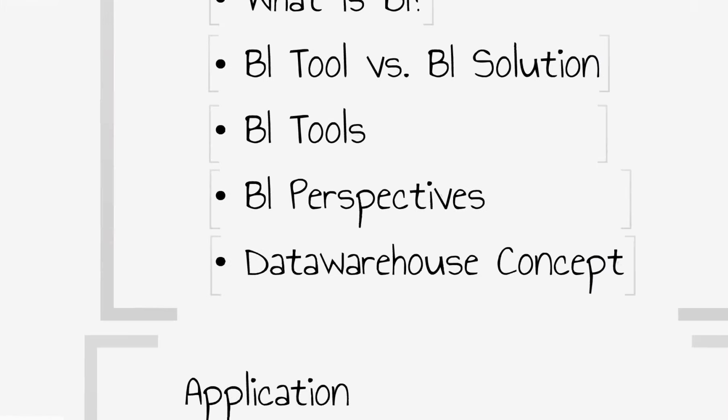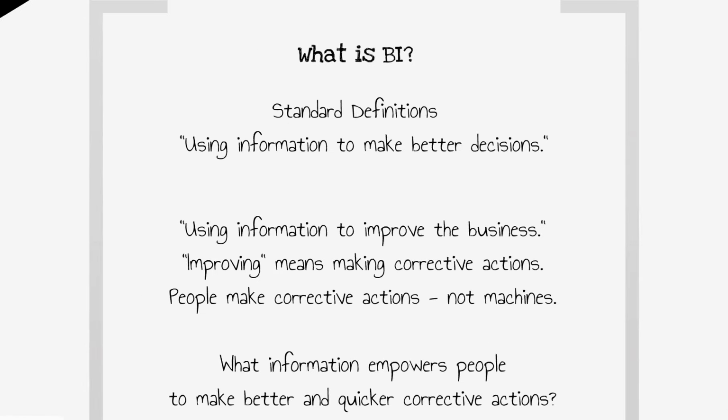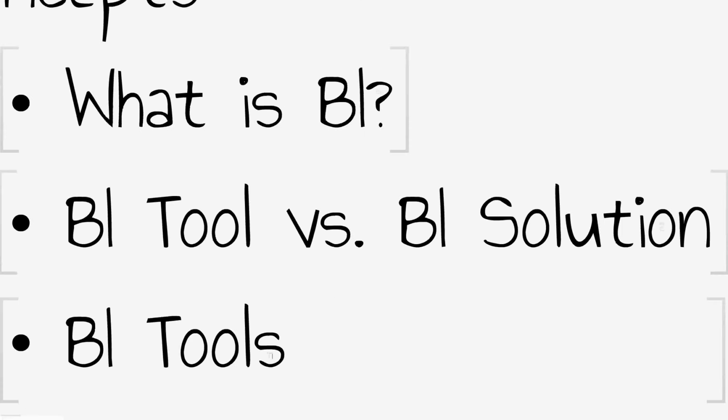All right, so what is BI? It's a webinar, I've got to give you guys a definition here. So if you Google it, most of the definitions are related to using information to make better decisions. And what we're trying to impart to our customers goes beyond making decisions. It's really about making corrective actions in your company. And people are the ones that are making those corrective actions, not machines, not the software. It's up to people. So it's using the information from the system to empower those people. So what is the information that empowers people to make better and quicker corrective actions in the company? That's really what we're trying to get to when we talk about business intelligence.